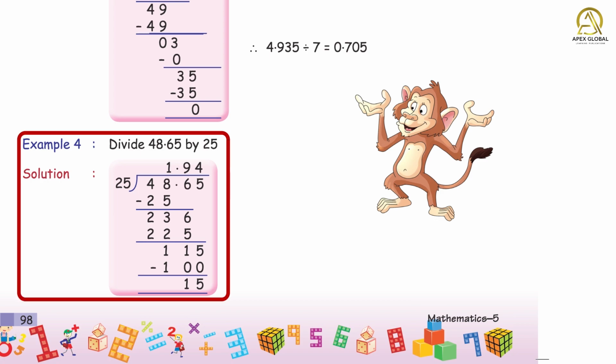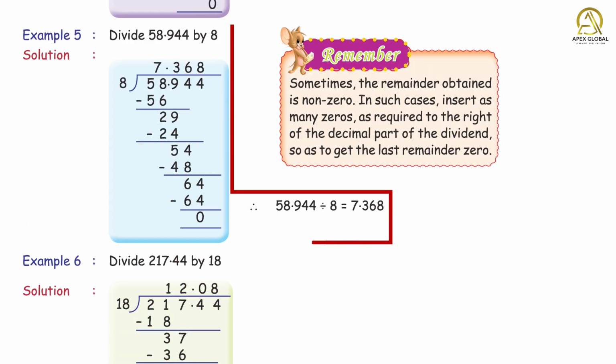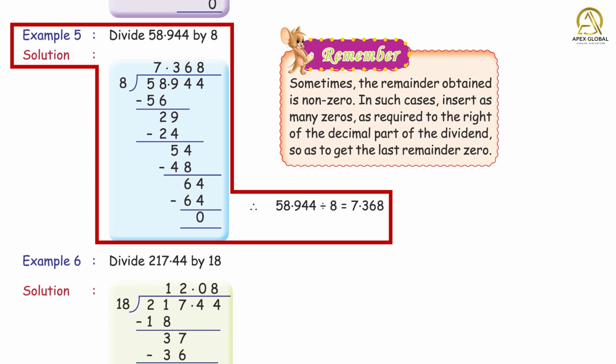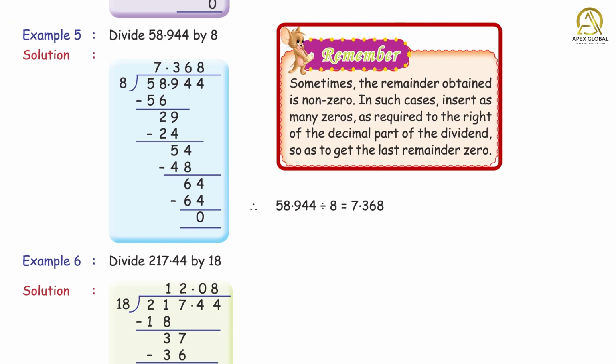Example 4. Divide 48.65 by 25. Solution. Now a 0 is inserted. 48.65 divided by 25 equals 1.946. Example 5. Divide 58.944 by 8. Solution. 58.944 divided by 8 equals 7.368. Remember, sometimes the remainder obtained is non-zero. In such cases, insert as many zeros as required to the right of the decimal part of the dividend so as to get the last remainder zero.